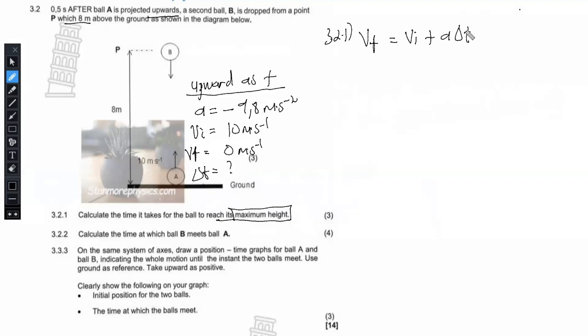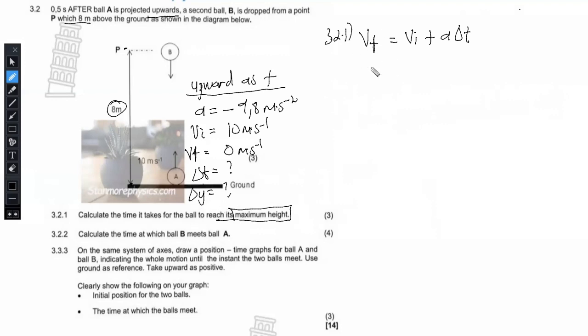We don't have delta h. We don't have delta y, which is the distance, because we don't know at what height will be the maximum height. Remember, we are just given that the distance from here up until point P is 8 meters, but we are not given that the 8 meters is the maximum height. So we don't have delta y.